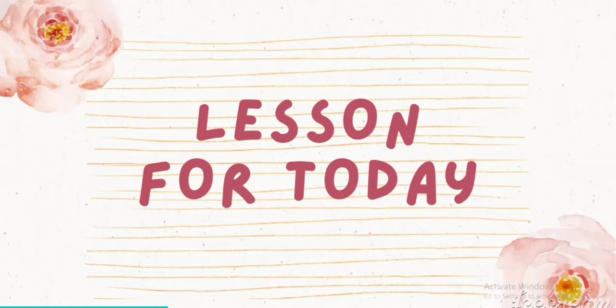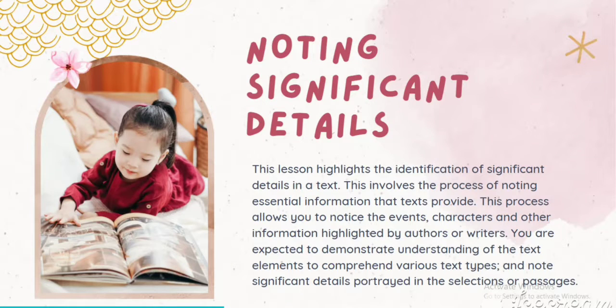So our lesson for today is about noting significant details. In this lesson, it highlights the identification of significant details in a text. This involves the process of noting essential information that a text provides. This process allows you to notice the events, characters, and other information highlighted by authors or writers. You are expected to demonstrate understanding of the text elements to comprehend various text types and note significant details portrayed in the selections or passages.